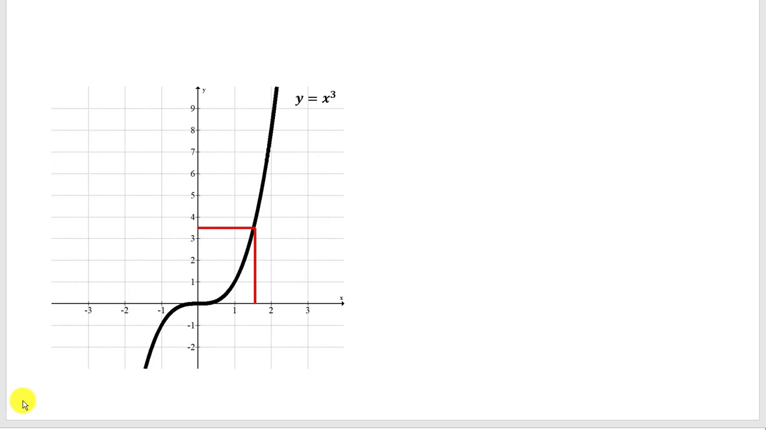Now let's try the following. We're given a function, this time it's a specific function. It's y equals x cubed. And my goal is to describe these two red segments. One is vertical and one is horizontal.